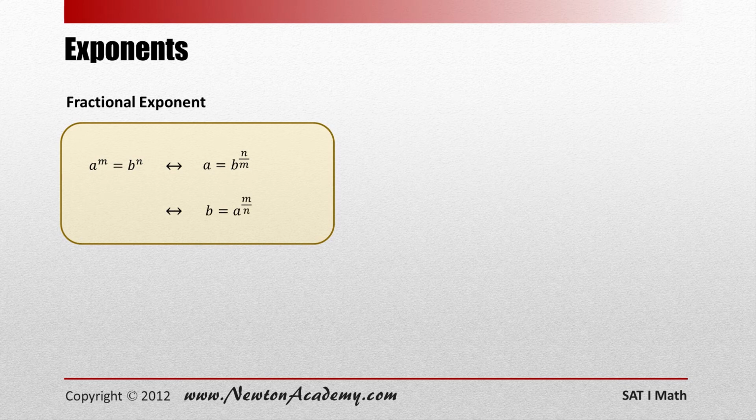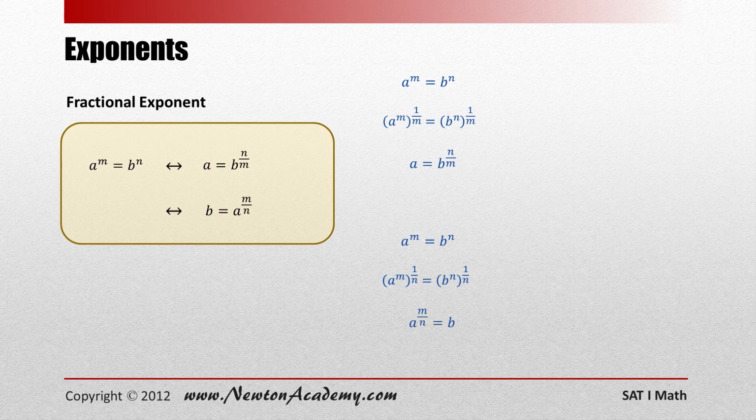To understand this, let's take a look at the first one. We start with a to the m equals b to the n. Let's take 1 over m power on both sides of the equation. Then using the exponent property we just learned, the left-hand side becomes a and the right side becomes b to the n over m, which is what we have there. For the second one, we can take 1 over n power on both sides of the equation a to the m equals b to the n, and we get b equals a to the m over n power.